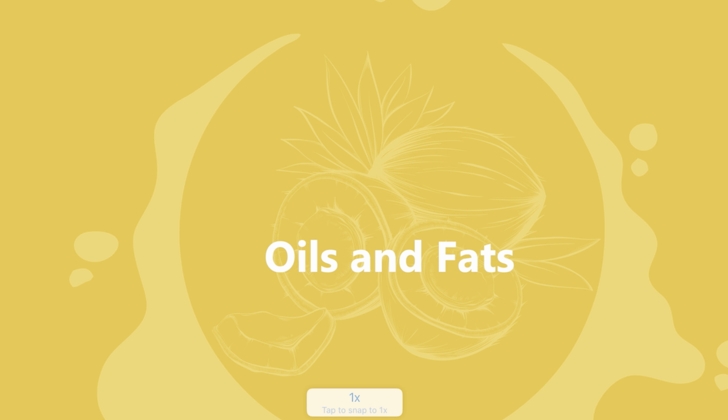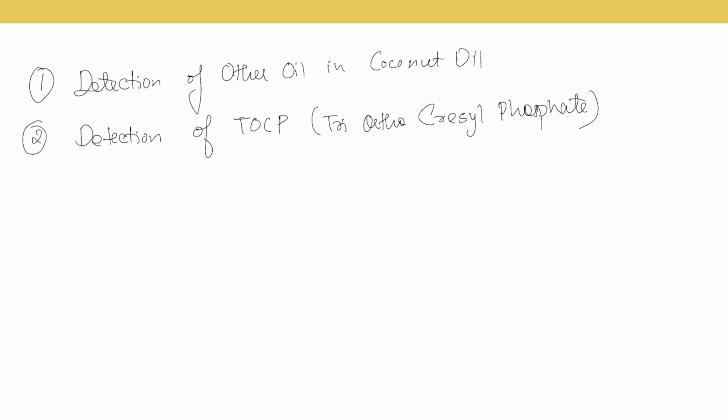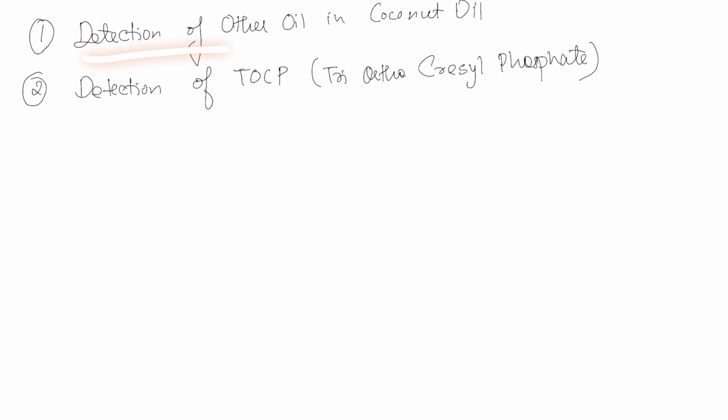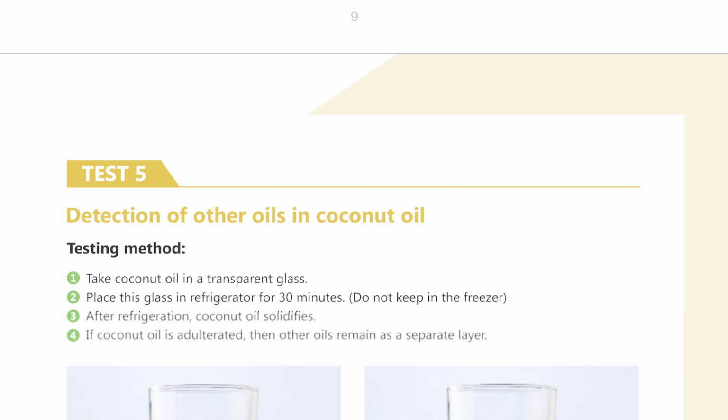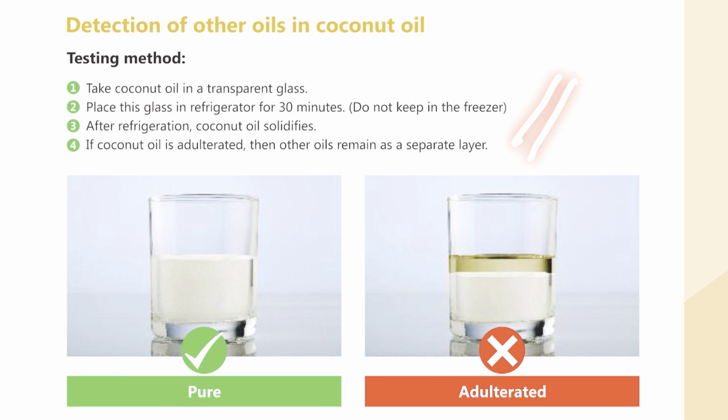Now in the next section, we will discuss oil and fats only. The first one is the detection of other oils in coconut oil, which is the most commonly used oil in Indian households. We will freeze the coconut oil in the refrigerator, not the freezer, for 30 minutes, and then we will take out the coconut oil.